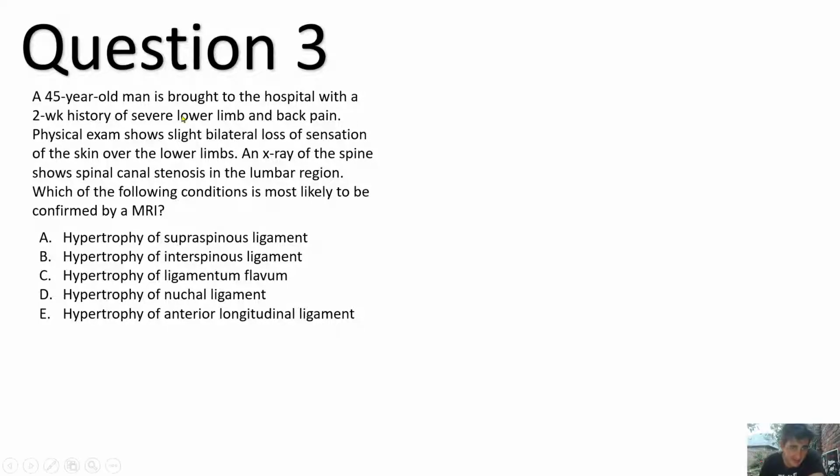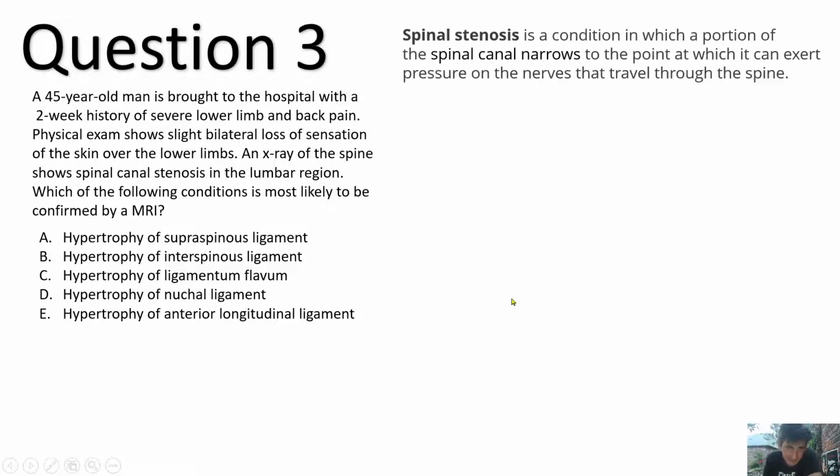And X-rays done showing spinal canal stenosis in the lumbar region. So what condition will be confirmed by MRI? Hypertrophy of what ligament? Supraspinous, interspinous, ligamentum flavum, nuchal ligament, anterior longitudinal ligament.